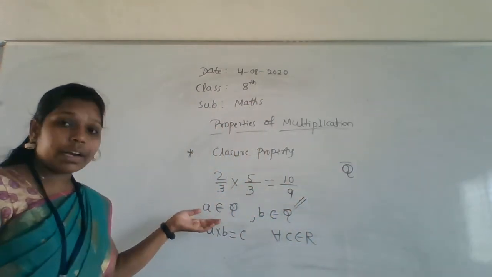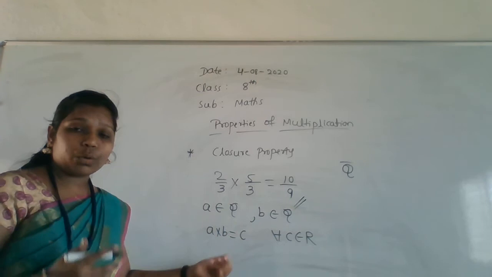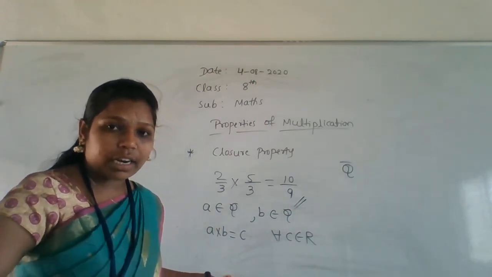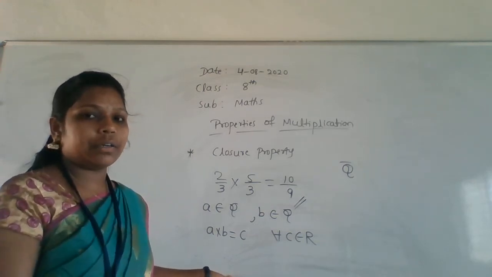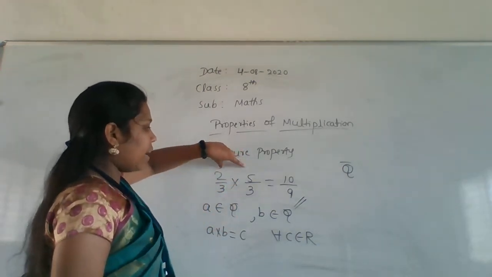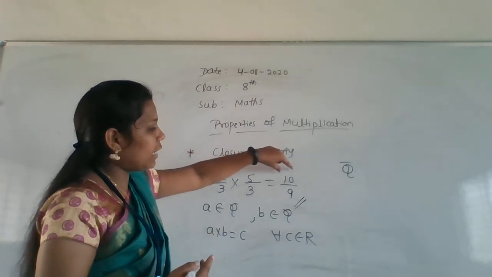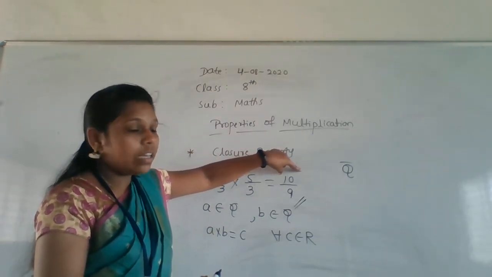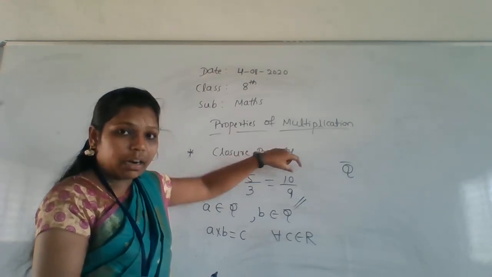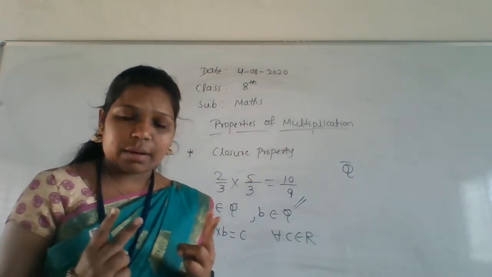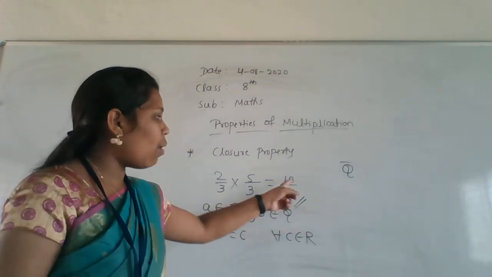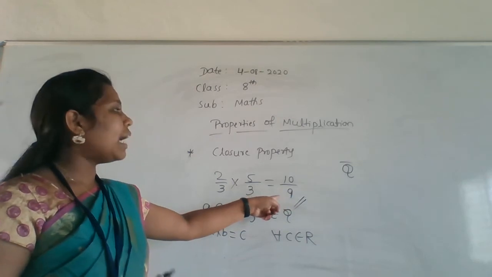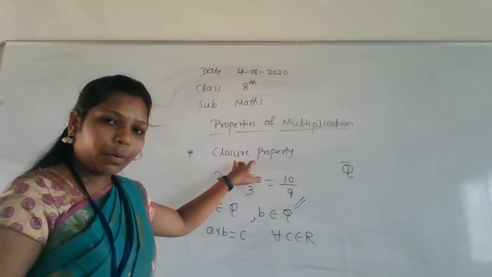And here they told that if A and B are two rational numbers, then the multiplication of those two rational numbers is again a rational number. See here, I am multiplying two rational numbers and I am getting one rational number only. Whether I am getting another kind of number? No, right? So this is also a rational number. If you multiply two rational numbers, the answer will always be a rational number. So that property is nothing but the closure property.